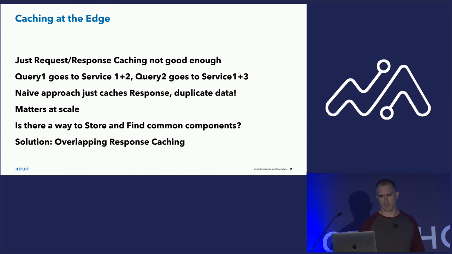Okay, so caching at the edge, right? This covers what I already went through, but we're going to lead into some other things. Our request response caching just isn't really good enough. For example, let's say query 1 goes off to services 1 and 2, and query 2 goes off to services 1 and 3. We're going to get a lot of duplicate data inside of the common caching tier, right? Which does matter at scale when you're making a billion requests over a day, because you're going to fill up your entire memory buffers, right? So we want to ask, is there a way to store and find common components? That's what we're going to cover in the next big section, which is overlapping response caching, right?